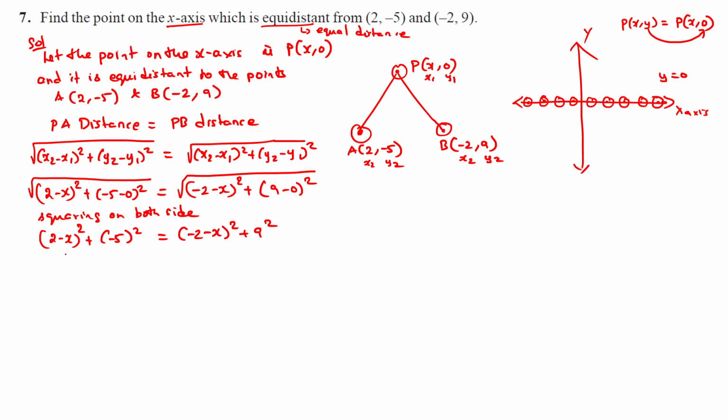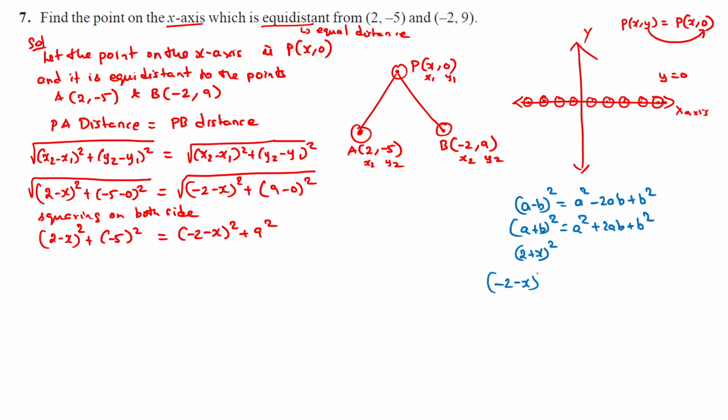Now, (2 - x) whole square resembles a formula. What formula? (a - b) whole square, which is equal to a square minus 2ab plus b square. Then here, (-2 - x) is nothing but (a + b) whole square. Since both terms are negative, we can write it as equivalent to (2 + x) whole square. So it goes by the formula (a + b) whole square, a square plus 2ab plus b square. How does it come, sir?